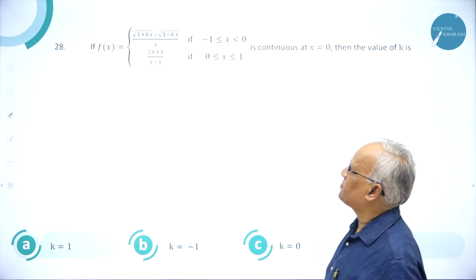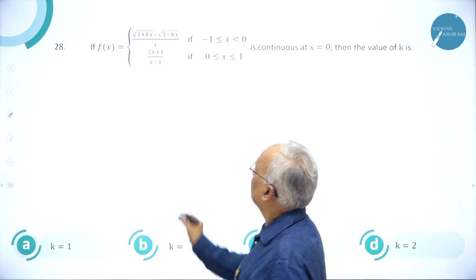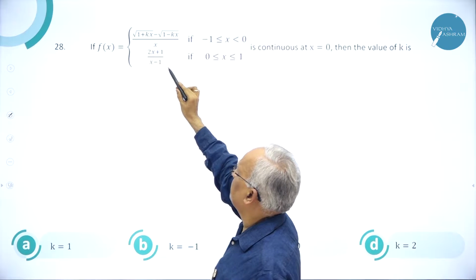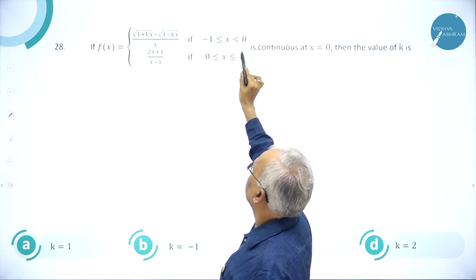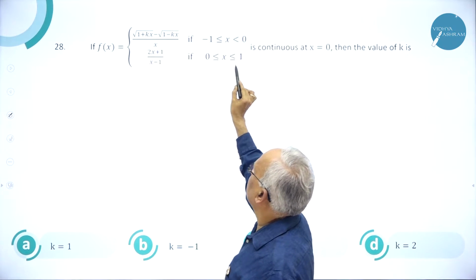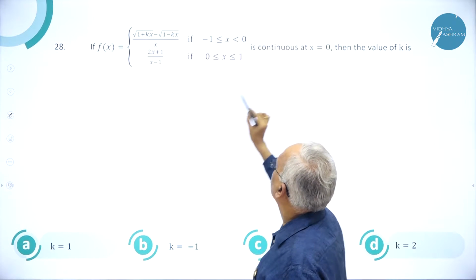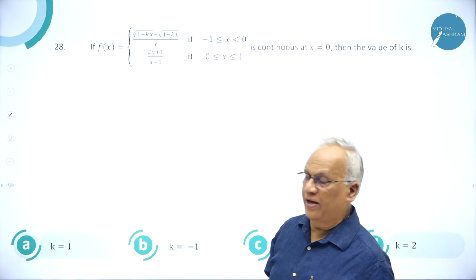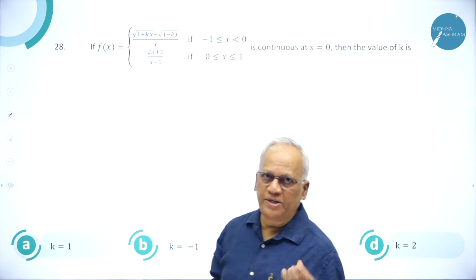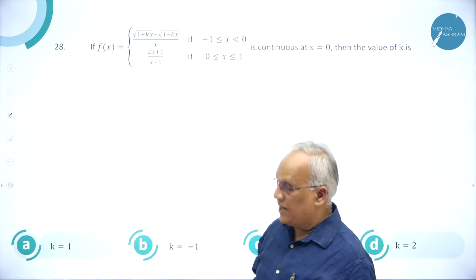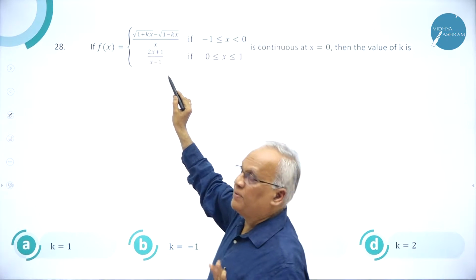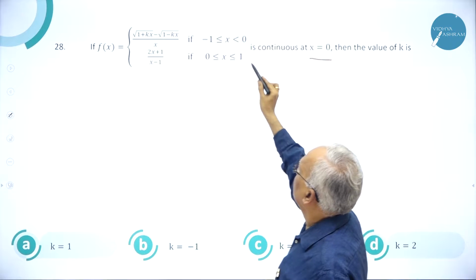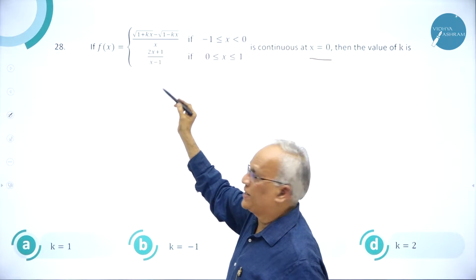Next question. f(x) is (square root of 1 plus kx minus square root of 1 minus kx) by x, if x lies between minus 1 and 0. For x more than or equal to 0, it is defined here as well. It is continuous at x equal to 0, given. Then what is the value of k? So when it is continuous, limit equals value. Here the left hand limit equals the right hand limit at x equal to 0, because it is continuous at x equal to 0, given. Therefore, left hand limit should be equal to right hand limit.